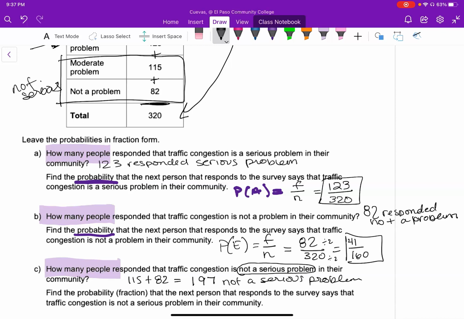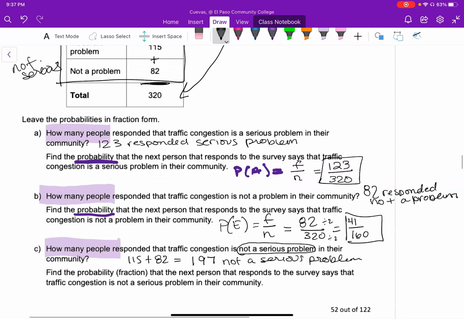Now let's go ahead and find the probability that the next person that responds to the survey says that traffic congestion is not a serious problem. So we're going to take the probability of the event is equal to the frequency divided by the sum of frequencies. So we have 197 divided by 320. Let's look to simplify. Are they both even? No. Do they both end in 0 or 5? No. If I add them up, is it divisible by 3? 1 plus 9 is 10. 10 plus 7 is 17. Therefore, this is not divisible by 3. And this is our final answer.